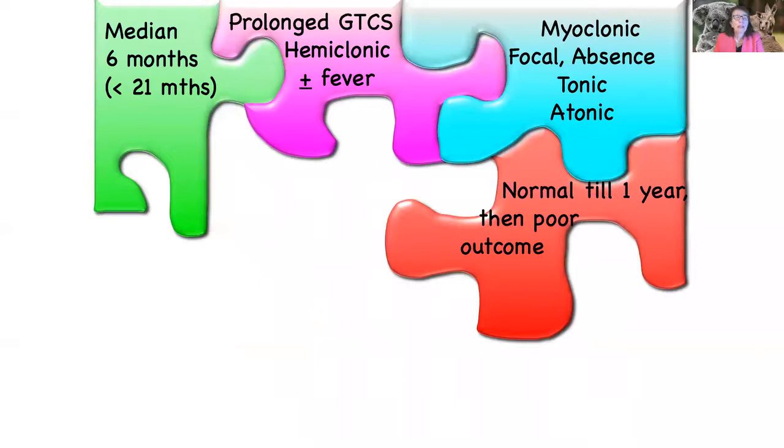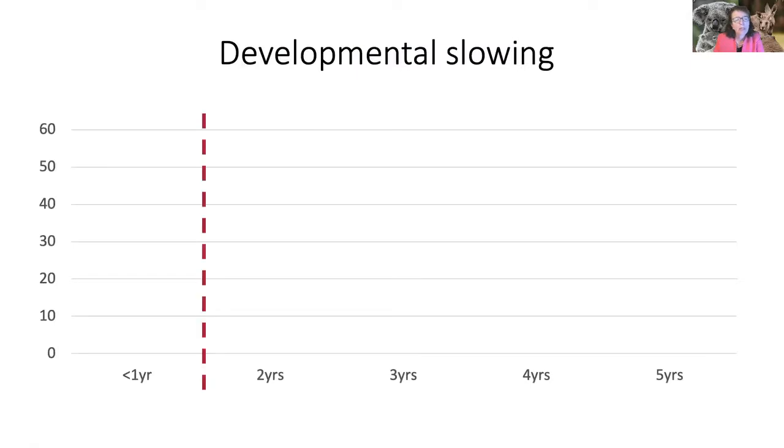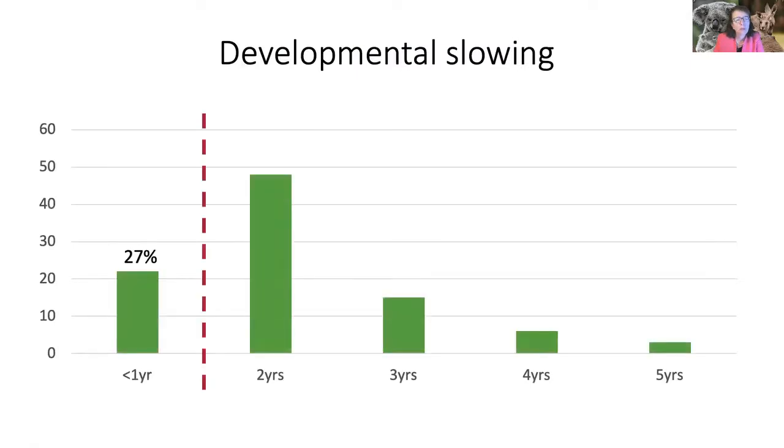So moving on then, let's just think about the development of the children, because we teach that the development is normal in the first year of life and then the child has poor outcome. Is that actually correct? So we tend to think of normal development the first year of life and then developmental slowing. So when did our patients actually start to show slowing of their development?